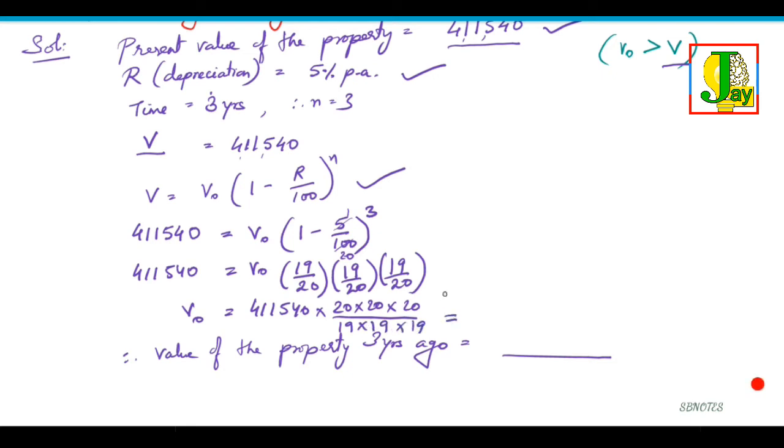After calculating you get 4,80,000. So the value of the property 3 years ago was 4,80,000, which is more than the current price.